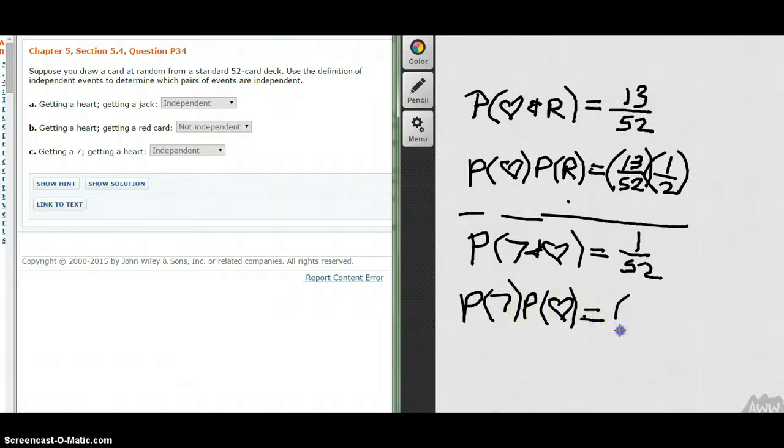Probability of 7 would be 4. There's 4 7s in the deck, 52 cards. Probability of heart is 13 out of 52. We add that this is going to be the exact same multiplication as problem number 1. We'd get 52 over 52 squared, which ends up being 1/52. So because they're equal, they are independent events.